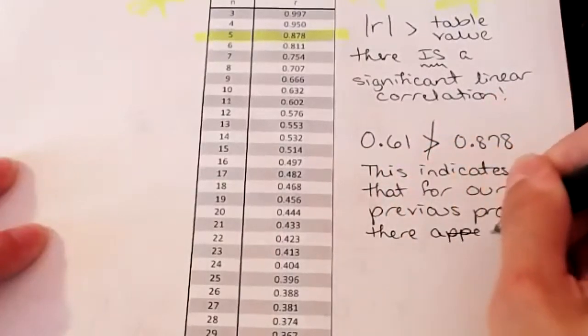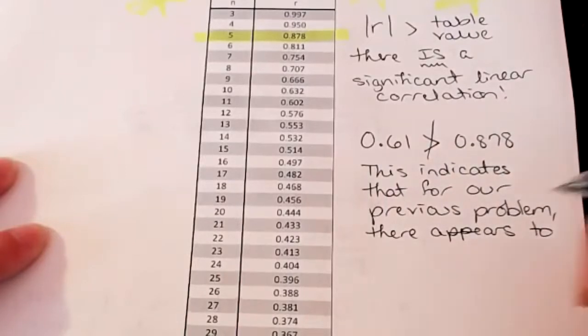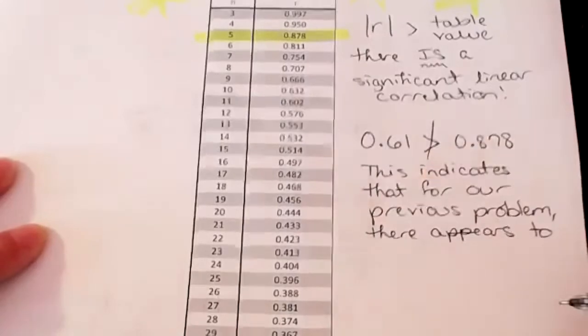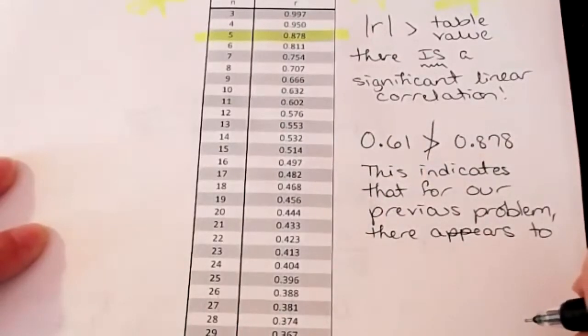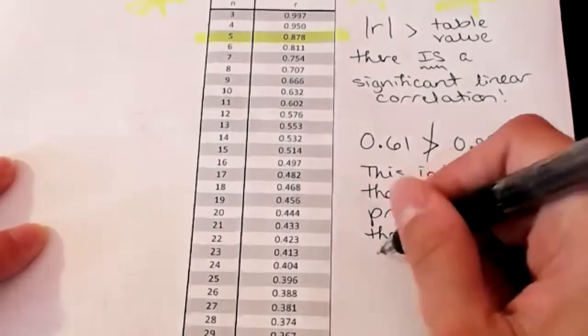There appears to be a... how should I say this? Help me, my brain's not working today. I want to say it's not a linear relationship. No significant linear correlation.